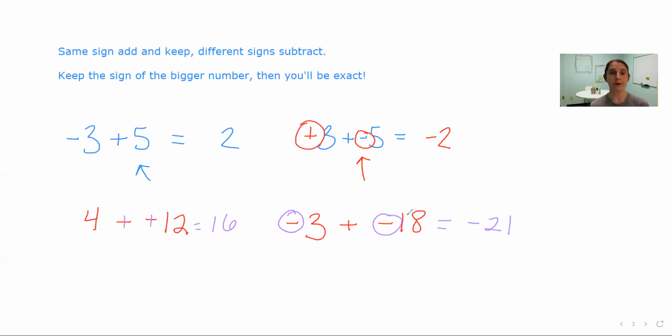Let's do one more example. Put it at the bottom here. Negative 2 minus negative 14. All right. So the first thing I see is I have minus minus. So I'm going to change that quickly to plus plus. Same sign, add and keep, different sign, subtract. So these are different signs. So I'm going to subtract, that's 12. Take the sign of the bigger number, which is 14, which is positive. Now I am exact, my answer is positive 12.